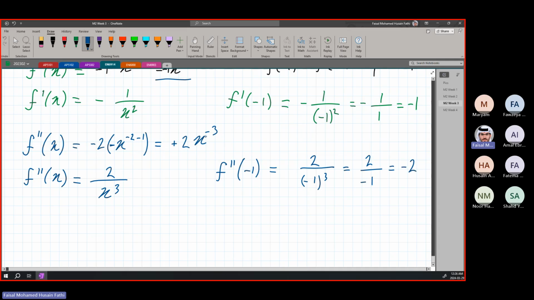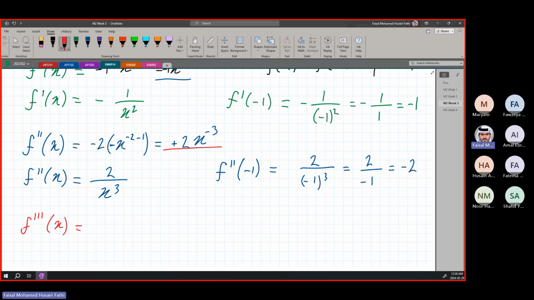Okay? Again, we will do it one more time for the third derivative. Usually they will ask for the first 3 terms of x. So this is simply, we're going to be taking this and we're going to differentiate. So it's going to be minus 3 times 2x to the power of minus 3 minus 1.